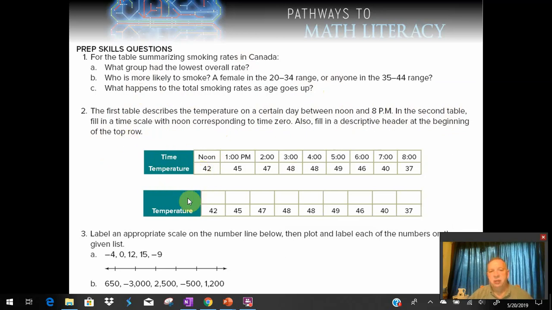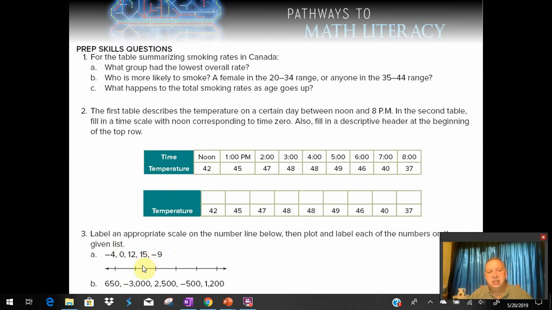So we would put something like base time noon. And so if our noon is our 0, that would be 1, 2, 3, 4, 5, 6, 7. They've also given us a couple of numbers down here in number 3, and it just says label an appropriate scale.